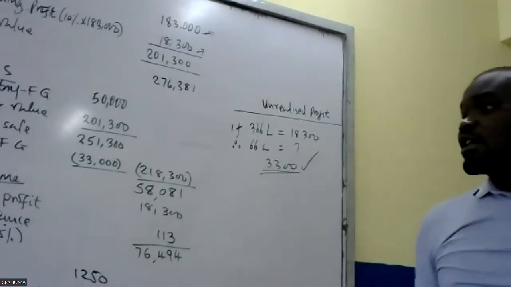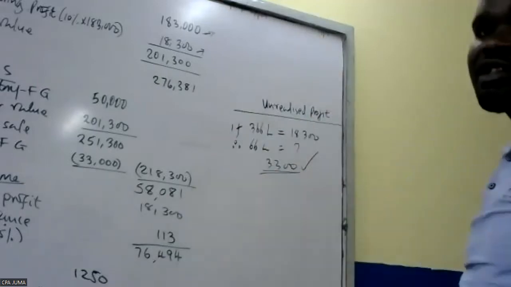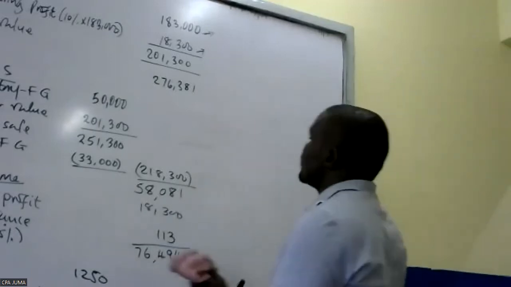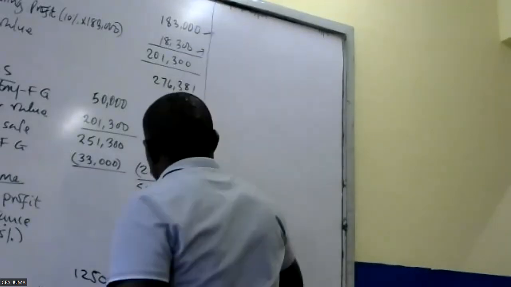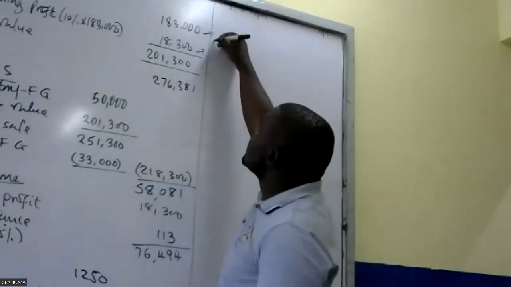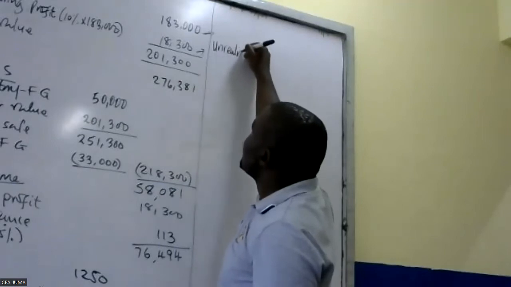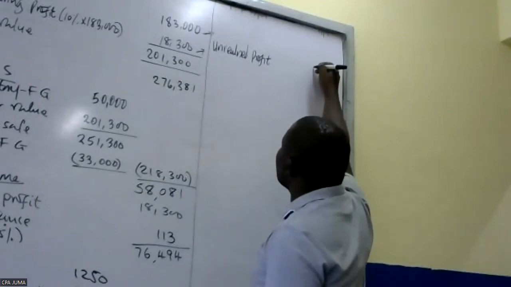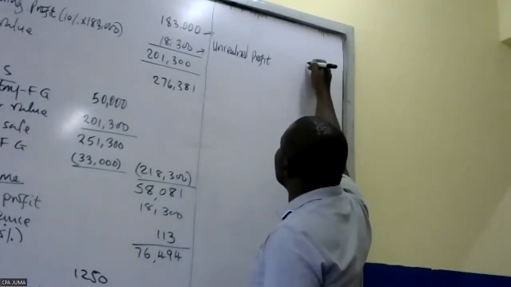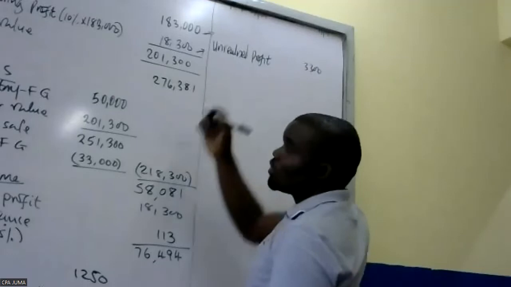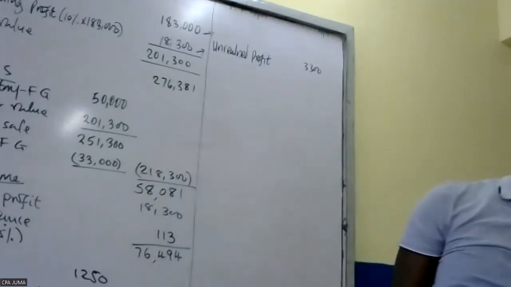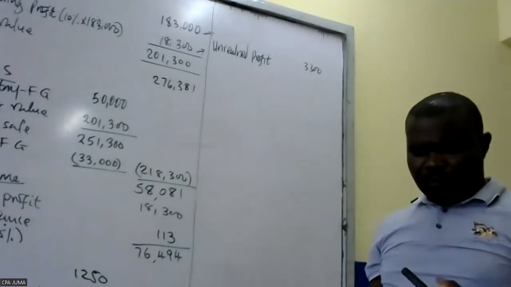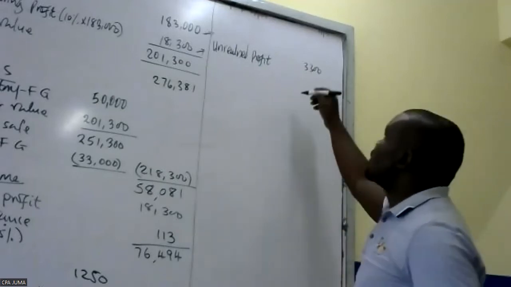That unrealized profit is an expense. So under your expenses, you say unrealized profit 33,000, you got 300. It is over.